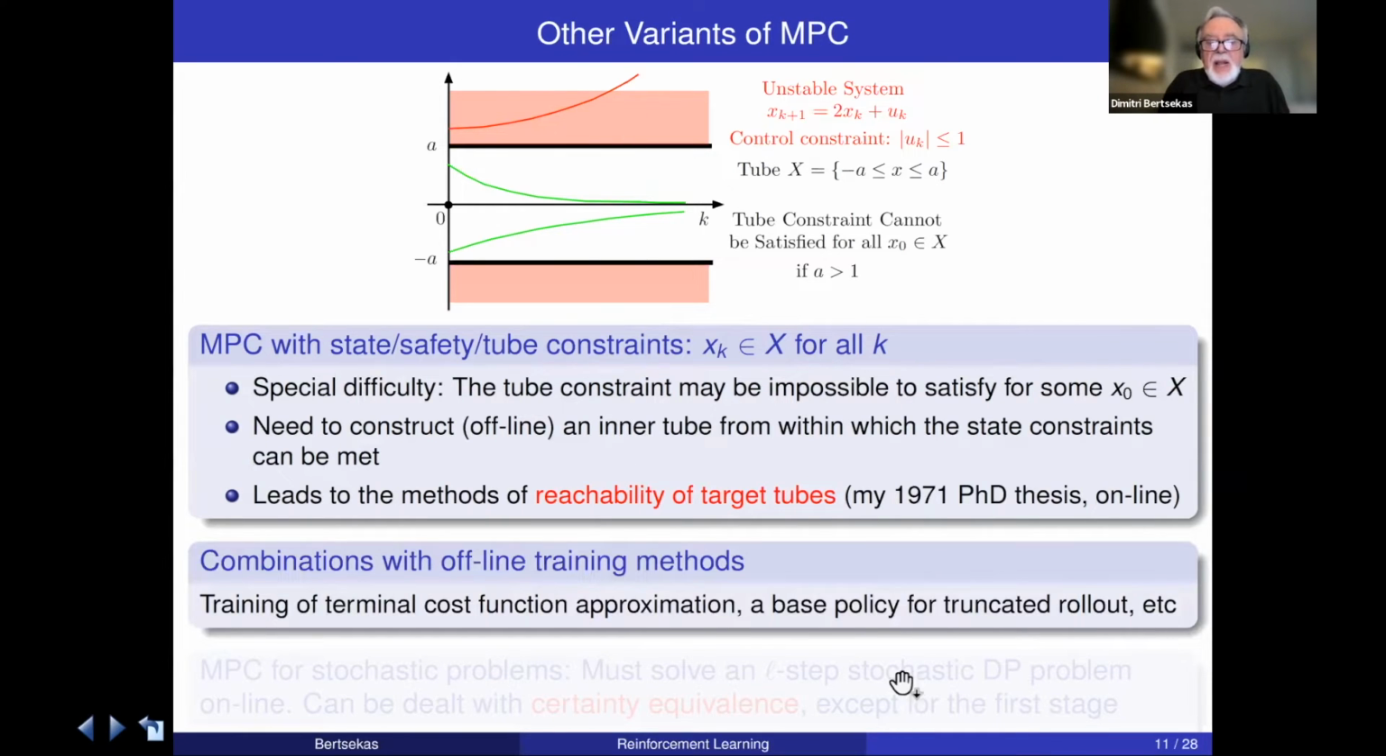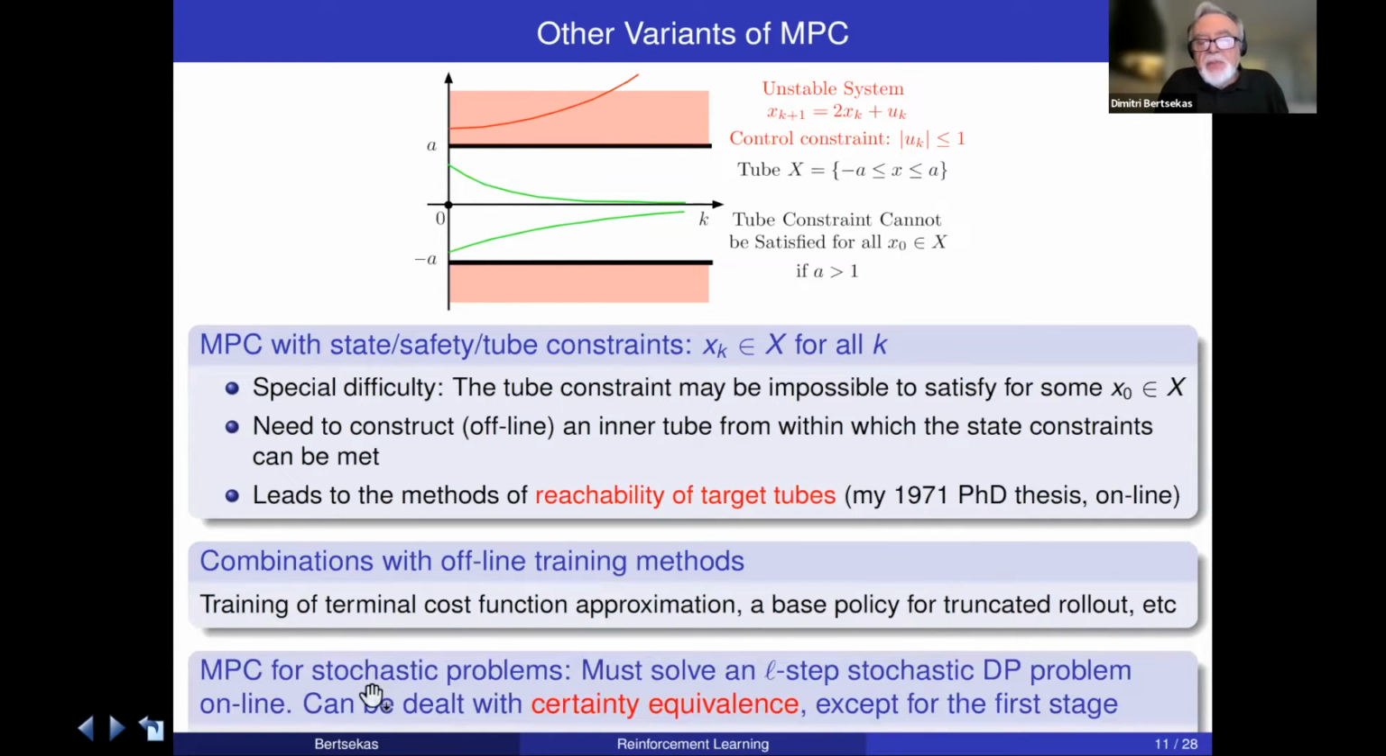There are other variations. We talked about terminal cost function approximation and doing truncated rollout with a base policy. How do we get those? Well, it's possible to get them by training with data, using neural networks or using some other kind of approximation methods to construct them. And this ties in with the second part of the course and the training methods that we're going to start discussing in a couple of lectures.